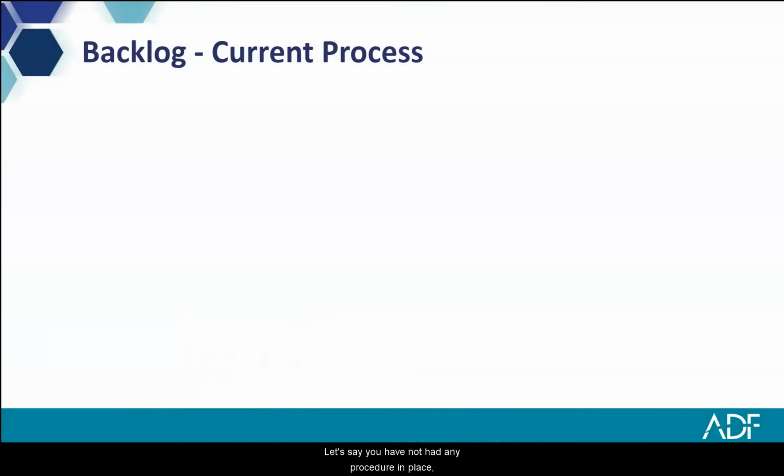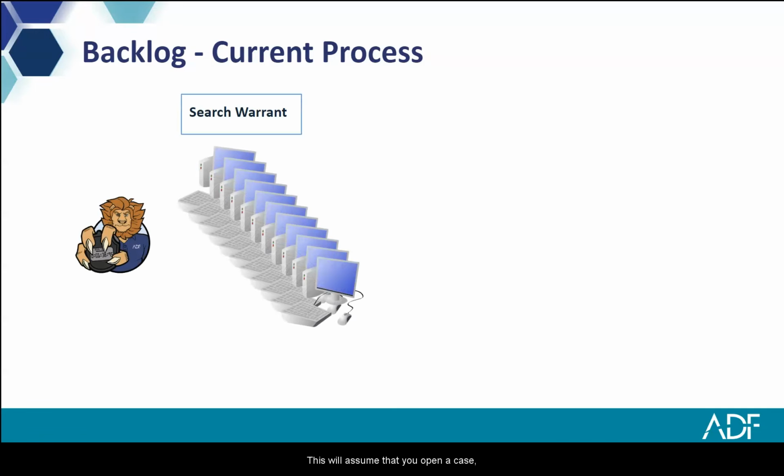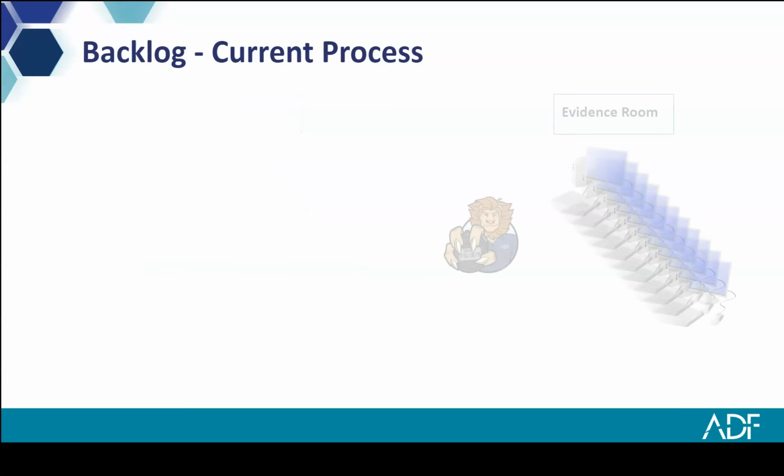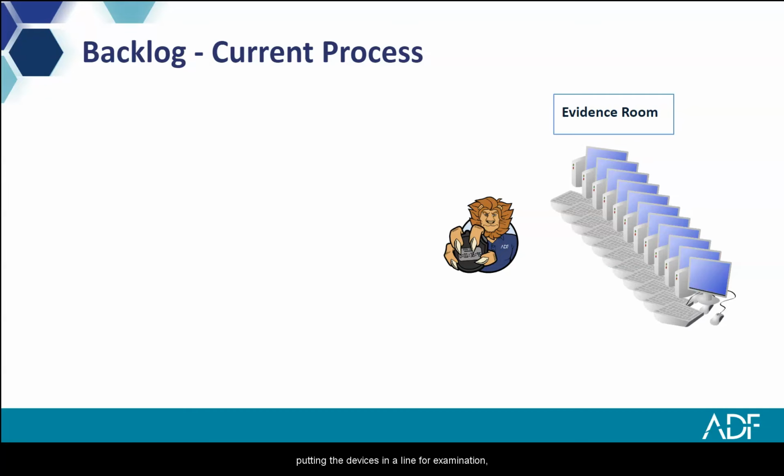Let's say you have not had any procedure in place, such as triage, when it comes to controlling backlog. This will assume that you open a case, investigate, execute search warrants, and seize everything. Putting the devices in a line for examination, now you have a tremendous amount of evidence to go through, and it's sitting waiting for the examination to go forward. I'm not here to discuss the issues created, but rather how to mitigate those issues so your day-to-day workload is easier. Your investigators are able to continue their cases, and prosecutors are happy because the case didn't become stale.